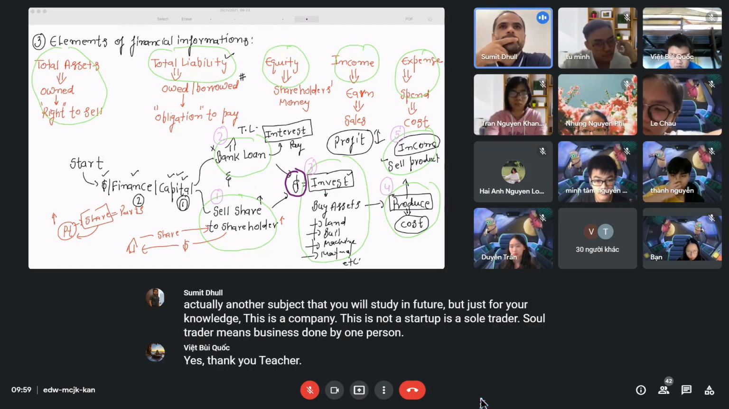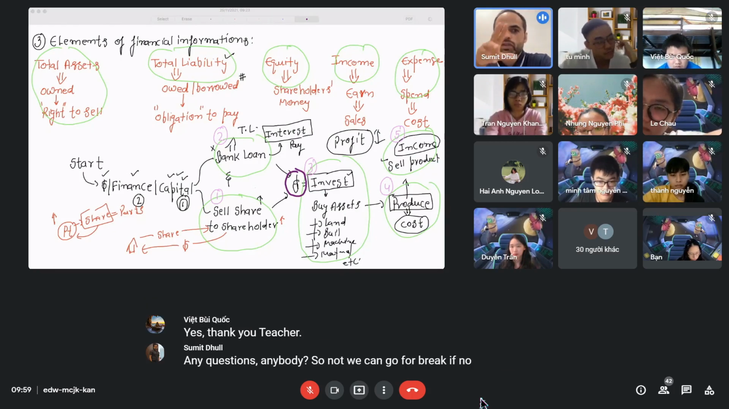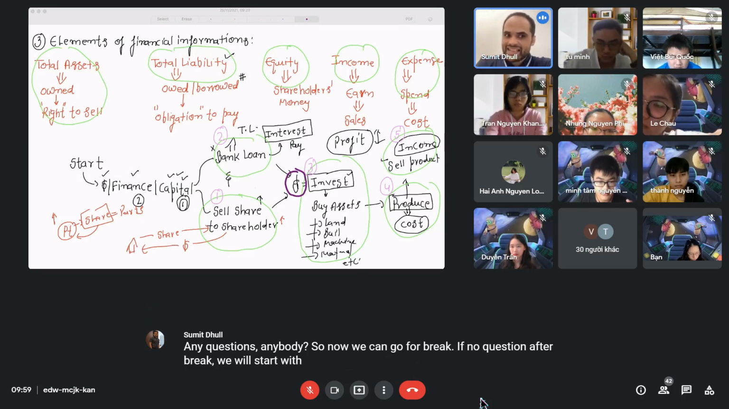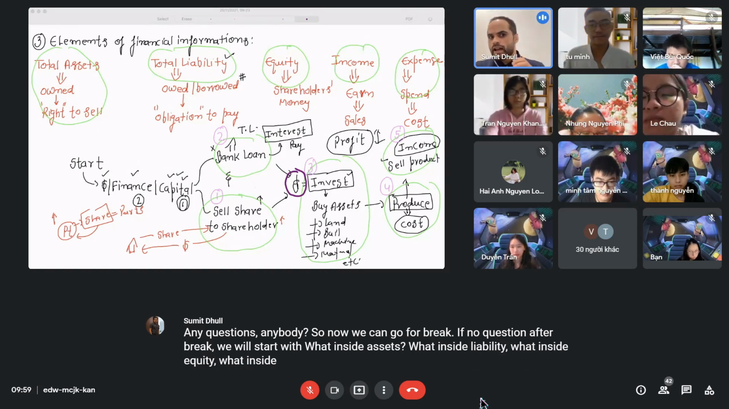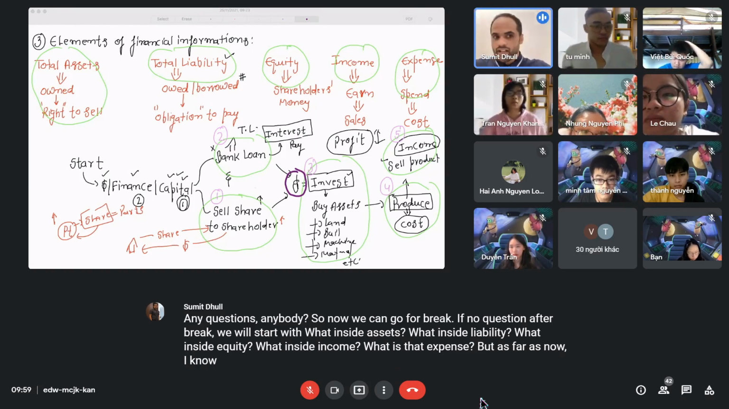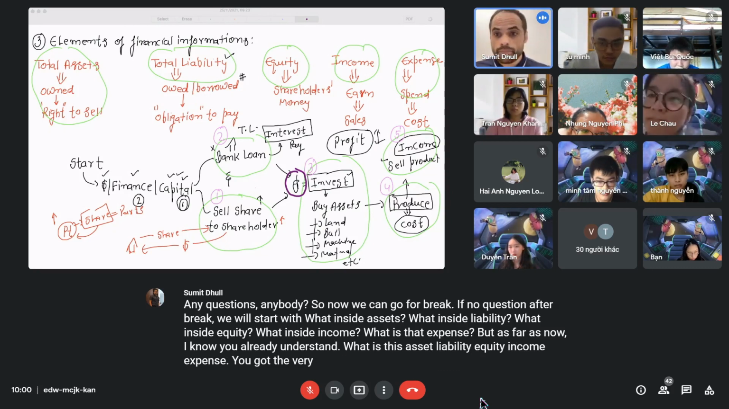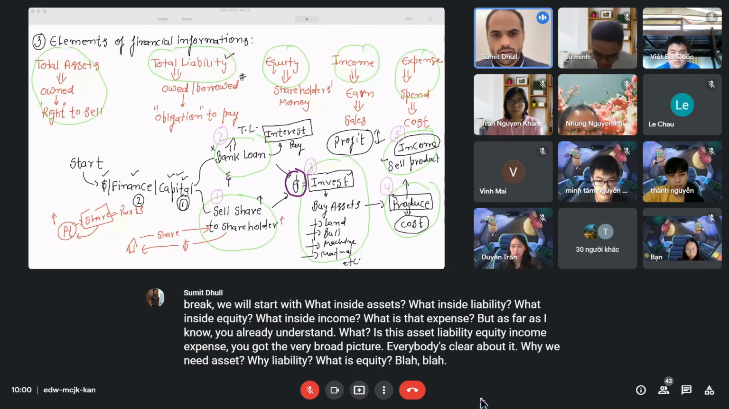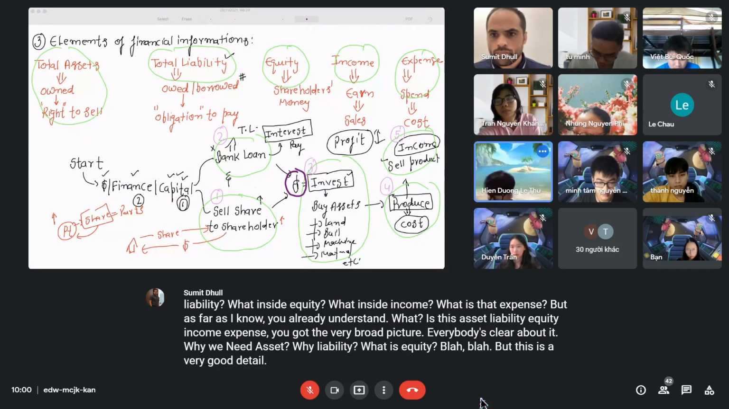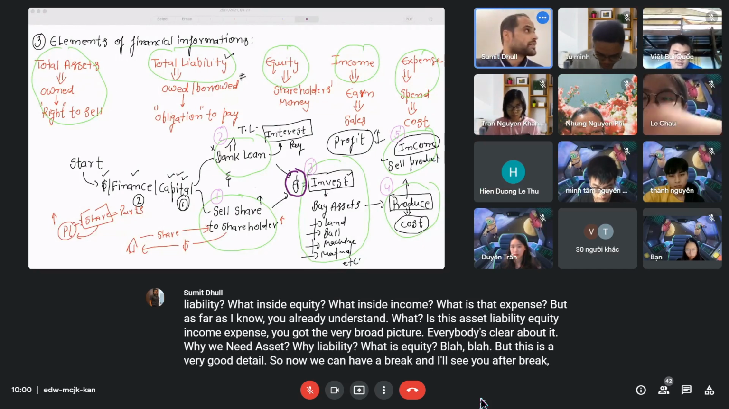Any questions, anybody? So now we can go for a break. If no question, after the break, we will start with what is inside assets, what is inside liability, what is inside equity, what is inside income, what is inside expense. But as of now, I know you already understand what is asset, liability, equity, income, expense. You got the very broad picture. Everybody's clear about it? Why we need assets, why liability, what is equity, and so on. This is very detailed. So now we can have a break, and I'll see you after the break. I'll see you in 20 minutes. Thank you.